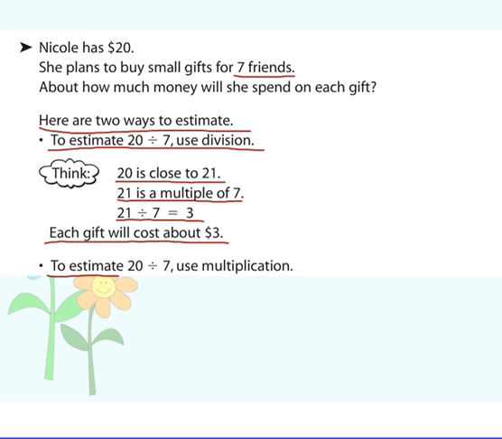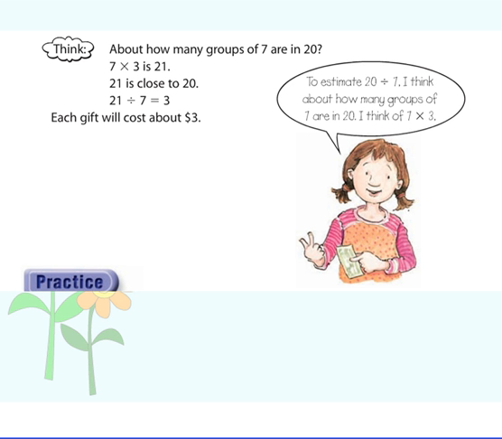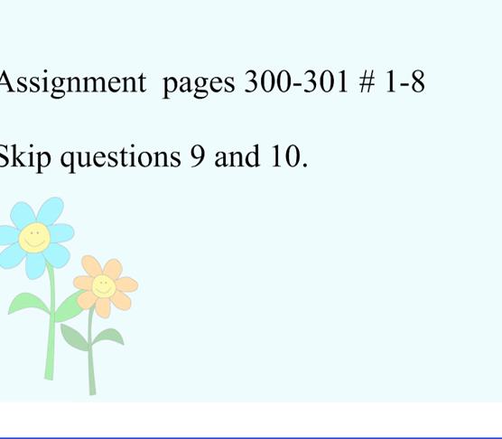To estimate 20 divided by 7, you can use multiplication as well. About how many groups of 7 are in 20? 7 times 3 is 21. 21 is close to 20. 21 divided by 7 equals 3. So each gift will cost about $3. So that's another way to use it.